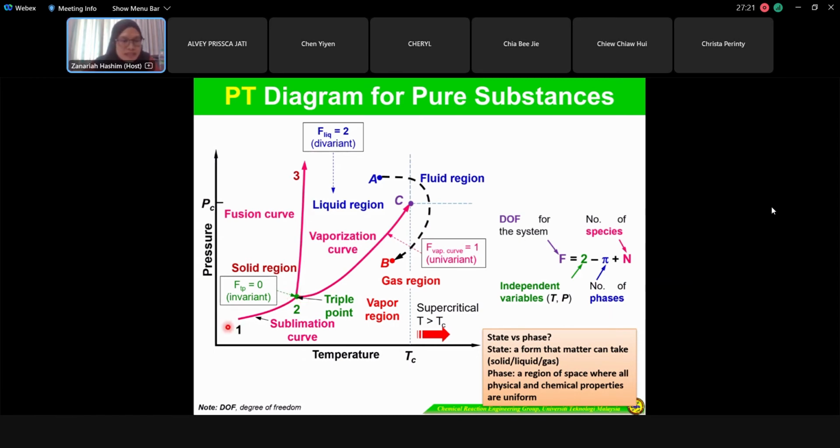And then when you have the lines, for example, here the sublimation curve, the point on the line is where the substance exists in two phases. So on the sublimation line, the solid phase and the vapor phase coexist together. Similarly, on the vaporization line, the vapor phase and the liquid phase coexist together. And on the fusion line, the liquid phase and the solid phase coexist, meaning you can find the liquid and also the solid on the line. In the rest of the area, it exists as a single phase. So you have the solid, the liquid, or the vapor.